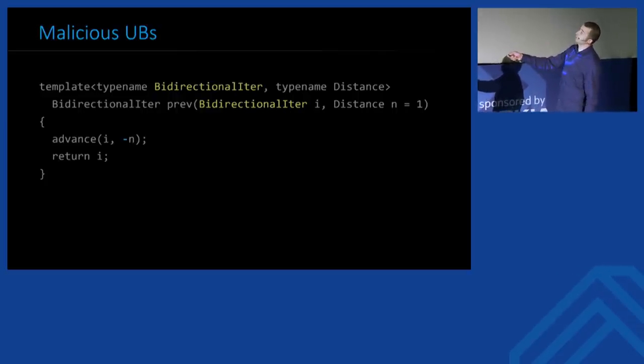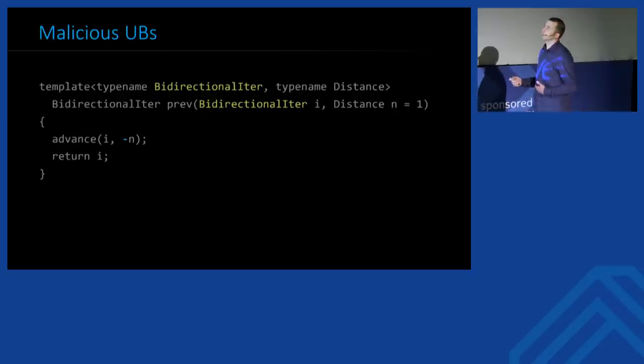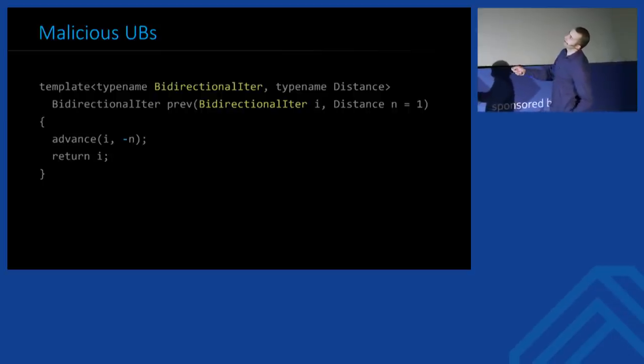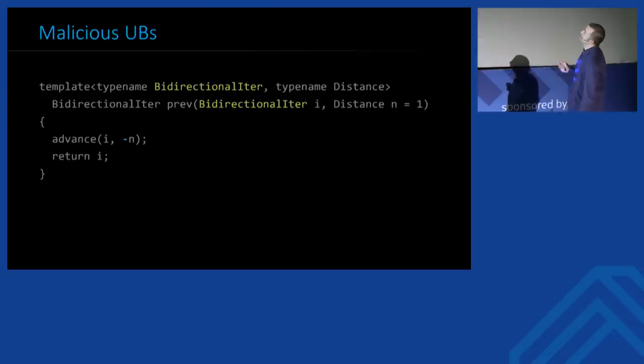expresses the precondition. This way, in the standard library, you express formal preconditions. We require that the iterator is bidirectional. Ours is not. You cannot move backwards. But we don't check it. We just forward it to function advance. We just make a copy, change the sign, so we'll be passing -1 to function advance. We just advance by -1, done.